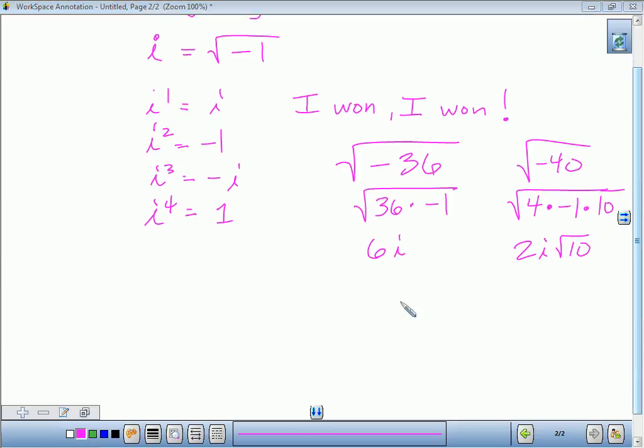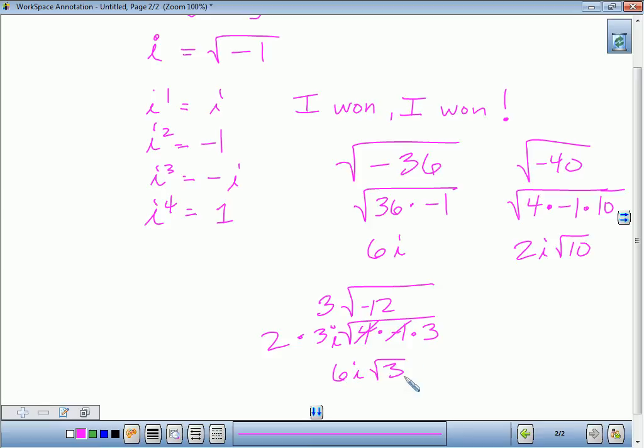Okay? Now, sometimes we have something out in front. Like we might have a 3 out in front. So if we had a 3 and we had root -12, we would break -12 up into 4 times -1 times 3. And the 4 comes out and brings a 2. And the -1 comes out and brings an i. So it's 6i root 3. So we just have to multiply by what's out in front of the radical. Are we good?